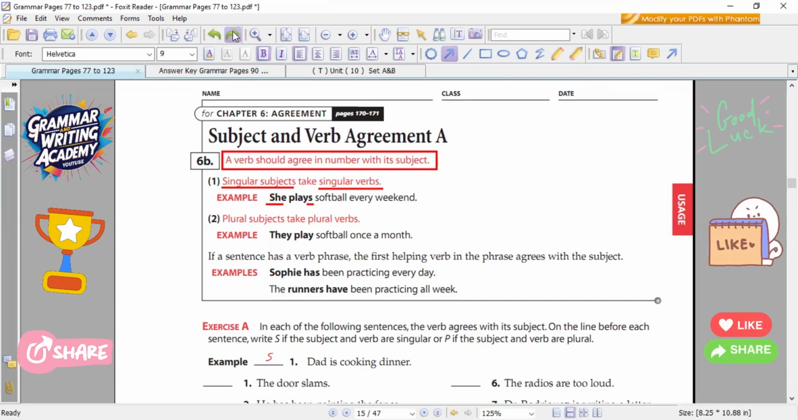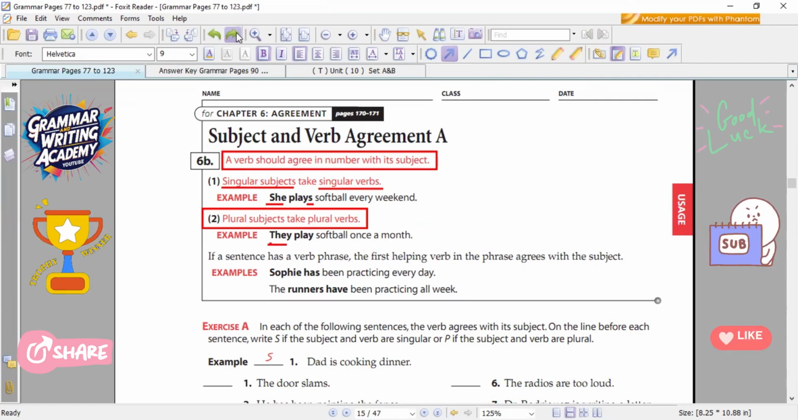Yahya, keep reading for me, please. Plural subjects take plural verbs. Good. Read the example for us, please. They play softball once a month. Exactly. "They" here, as I mentioned in the previous example where I have "she" as a subject, is the plural form of "she."